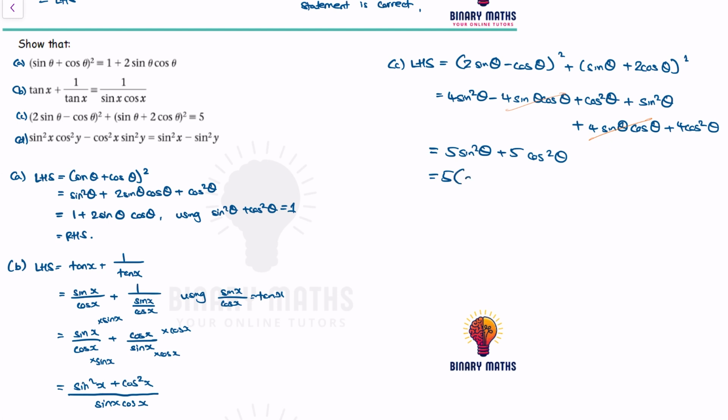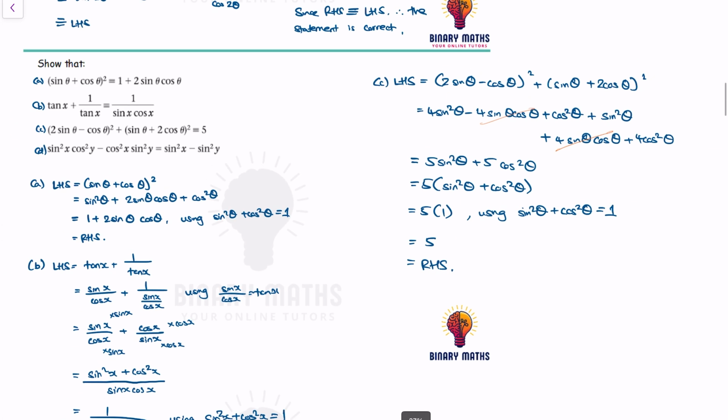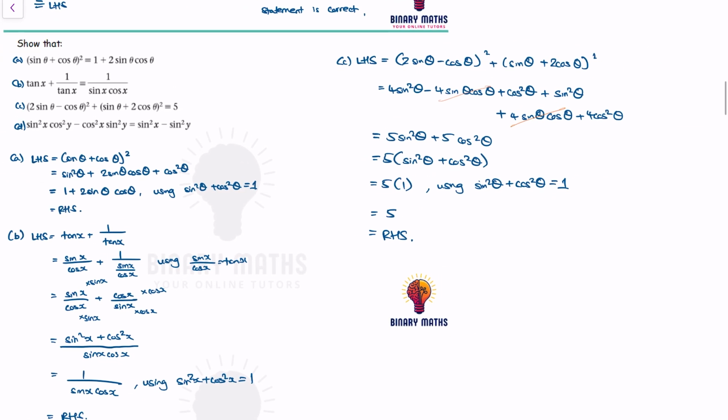which is 5 lots of sine squared theta plus cos squared theta, which is 5 times 1, using sine squared theta plus cos squared theta is equal to 1, which is just 5, which is the right hand side. Okay, let's do D now.